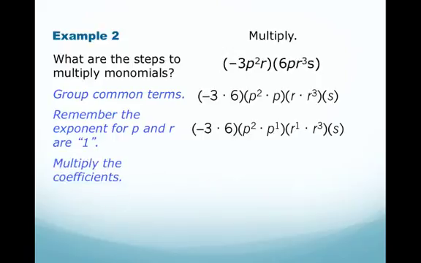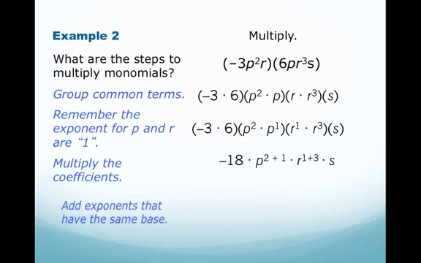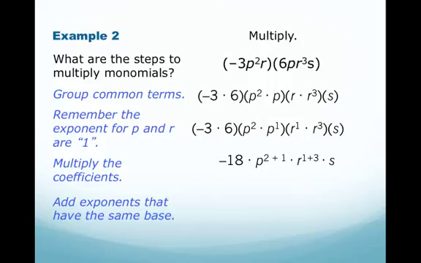When I multiply the coefficients, I get negative 3 times 6, which is negative 18, because a negative times a positive is a negative. So I get negative 18 times p to the 2 plus 1, because they're common bases, times r to the 1 plus 3, times s. When I add my exponents, I end up with negative 18 p to the third, r to the fourth, s.